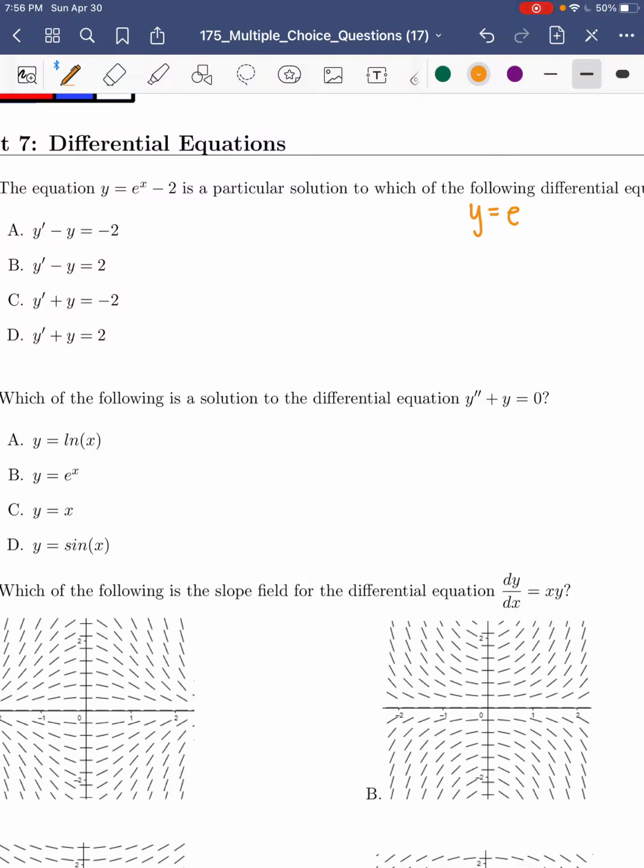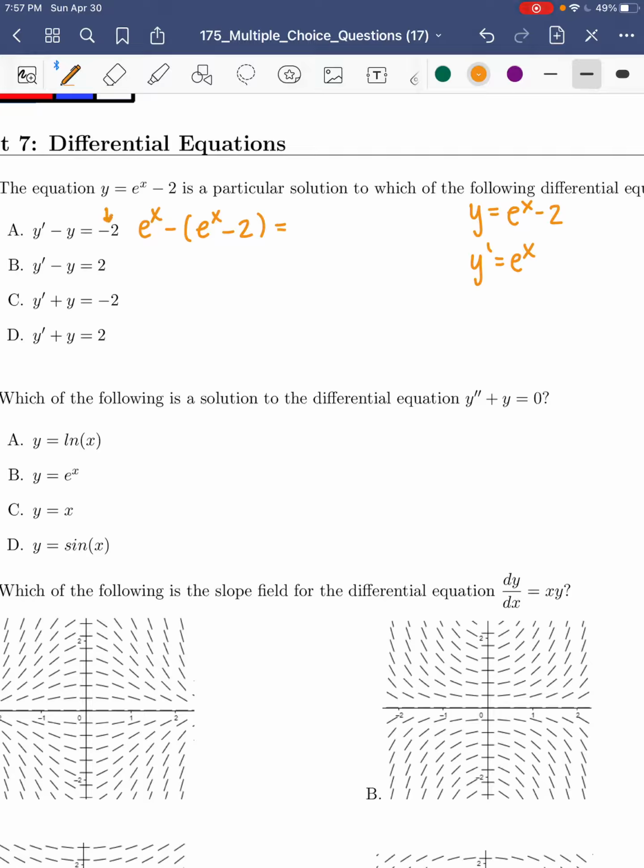y equals e to the x minus 2, and that would make y prime equal to just e to the x. So now I'm going to plug them in to see which one makes a true equation. I'm just going to have to use my answer choices. So for A, I have e to the x minus e to the x minus 2, and I want that to be equal to negative 2.